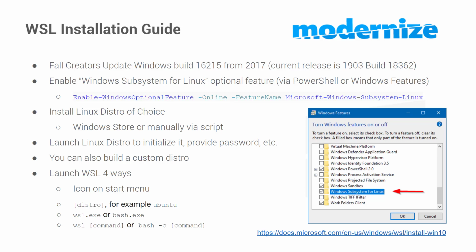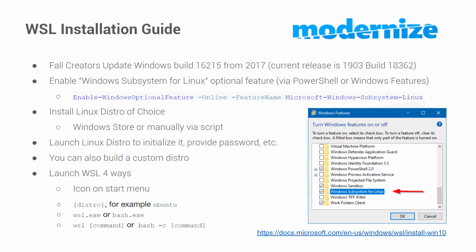For installing it, it came in Fall Creators Update 3 years ago. I'm currently on 1903 build 18362, which is the current version. You need to, first of all, enable Windows Subsystem for Linux, which you can do via PowerShell, or go into Control Panel's Windows Features and check Windows Subsystem for Linux. And then you can install the distro of your choice.